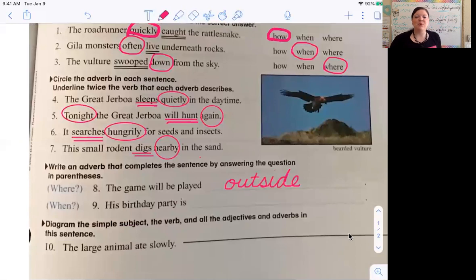Number 9, his birthday party is, it's important that we know when that birthday party is so that we can show up. His birthday party is, maybe it's today or tomorrow, soon. Put what you think on the line.